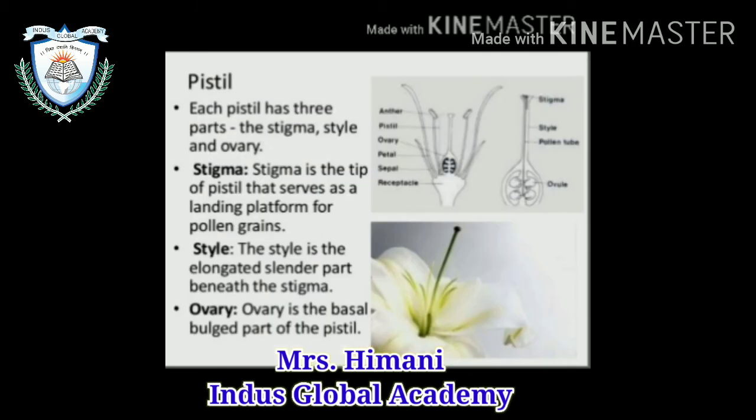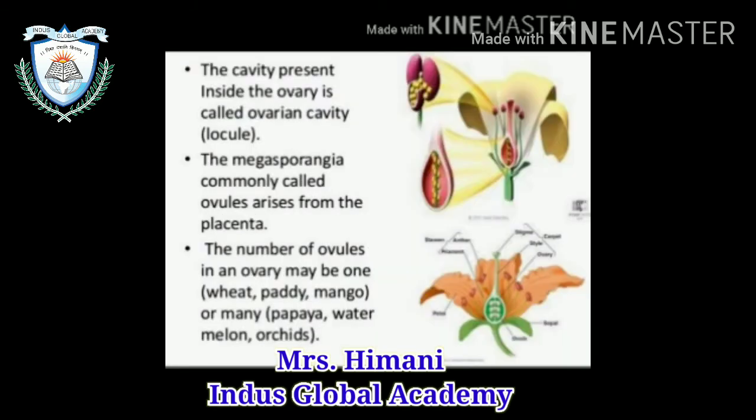Now pistil. Each pistil has 3 parts: stigma, style and ovary. Stigma is the tip, uppermost part of the pistil that serves as a landing platform for the pollen grains. Style is an elongated slender part beneath the stigma. Then ovary is the basal bulged part of the pistil. The cavity present inside the ovary is called ovarian cavity or the locule.